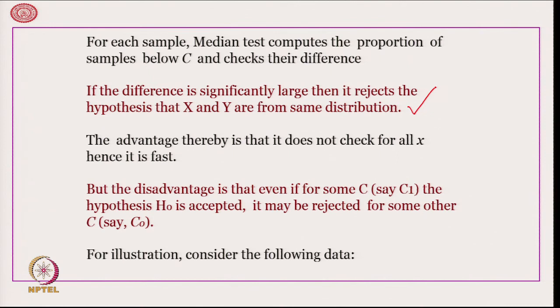The advantage thereby is that it does not check for all x, hence it is fast, but the disadvantage is that even if for some c, say let me call it C1, the hypothesis H naught is accepted, it may be rejected for some other c, say C naught. Let me illustrate it with the following data.